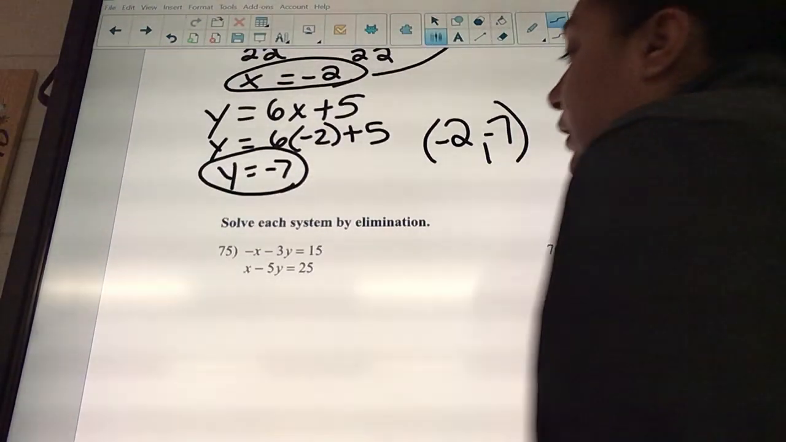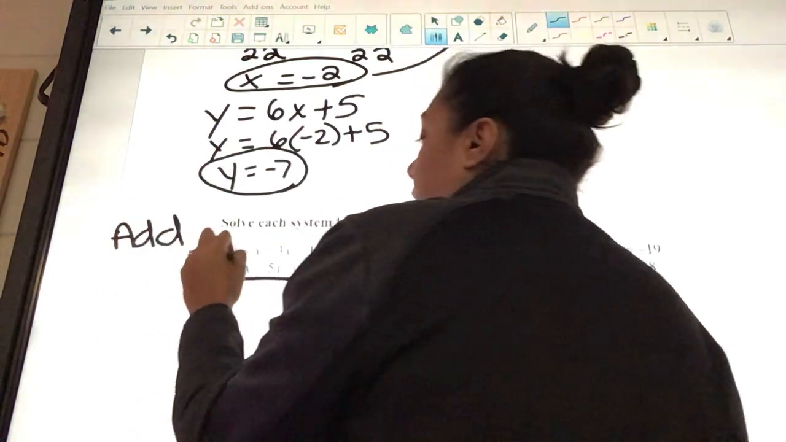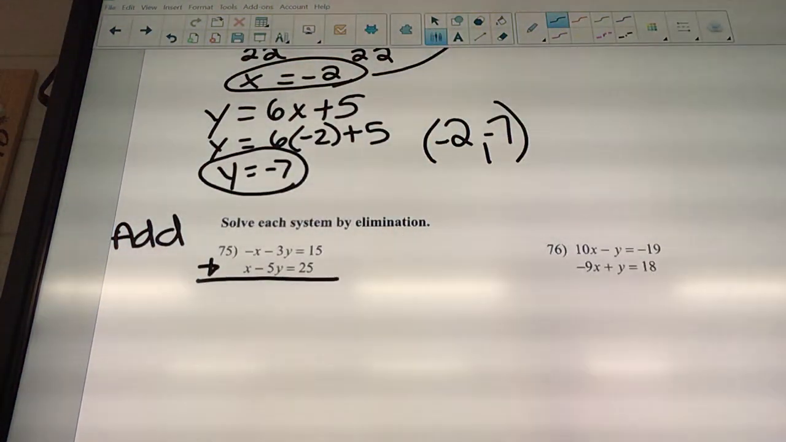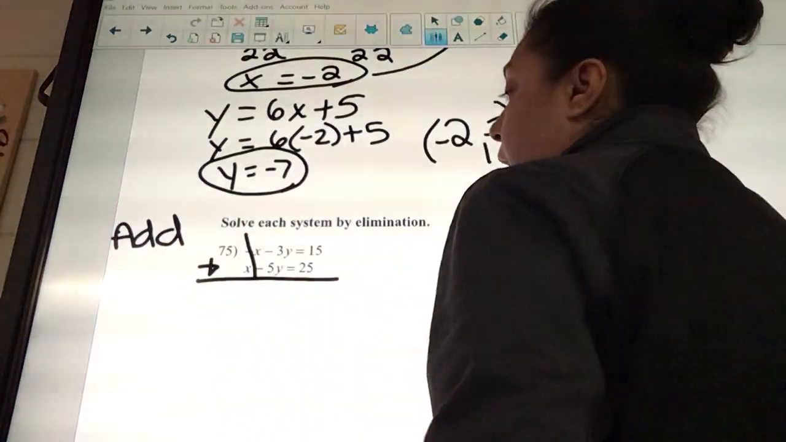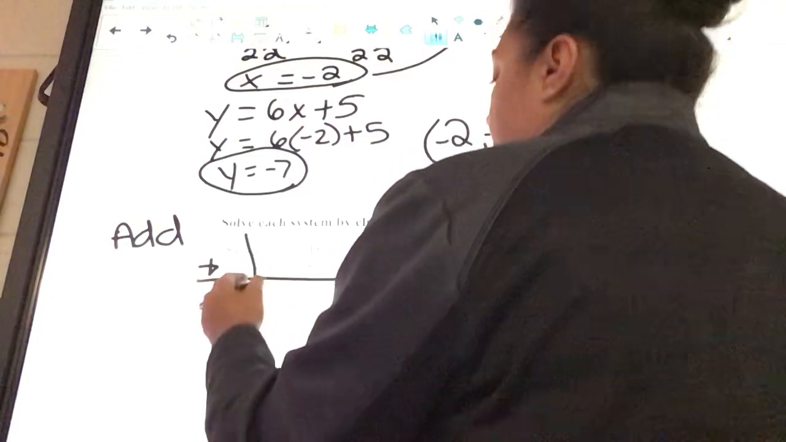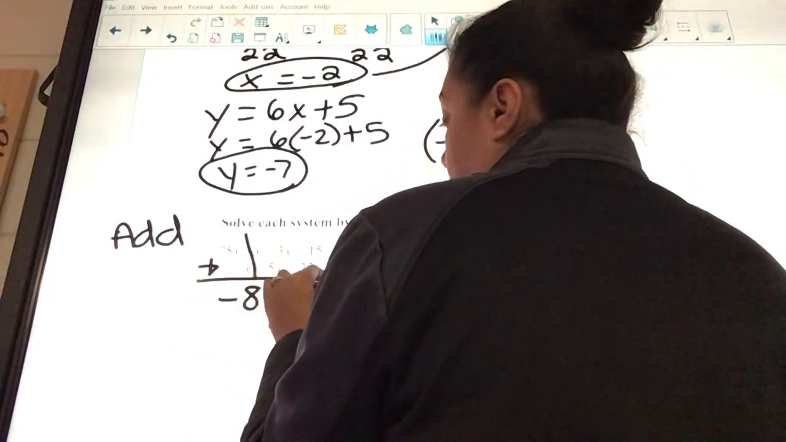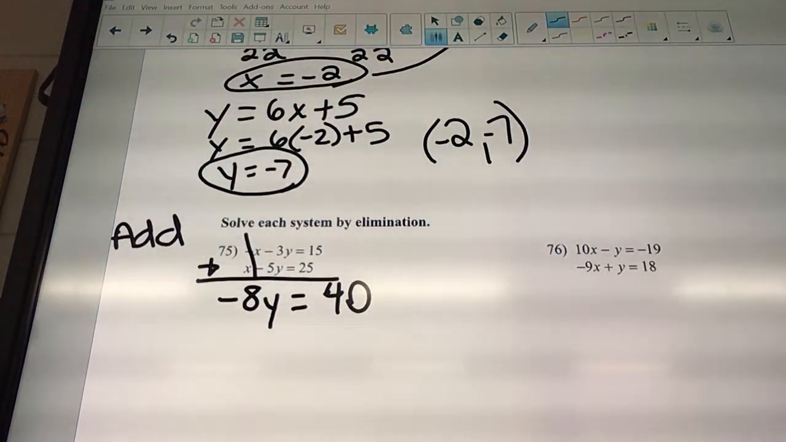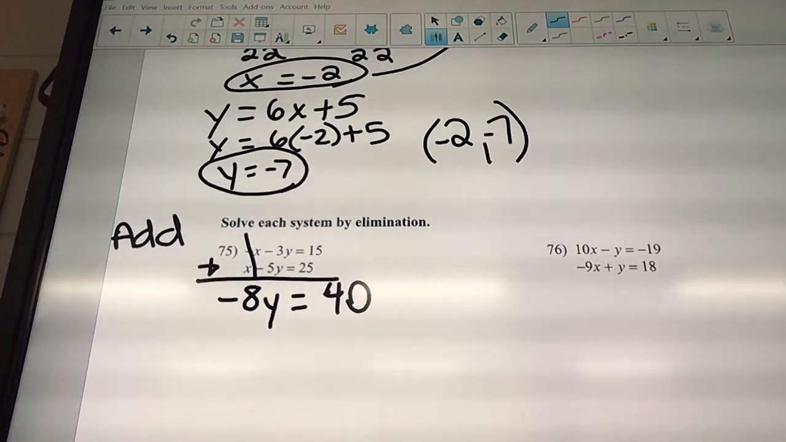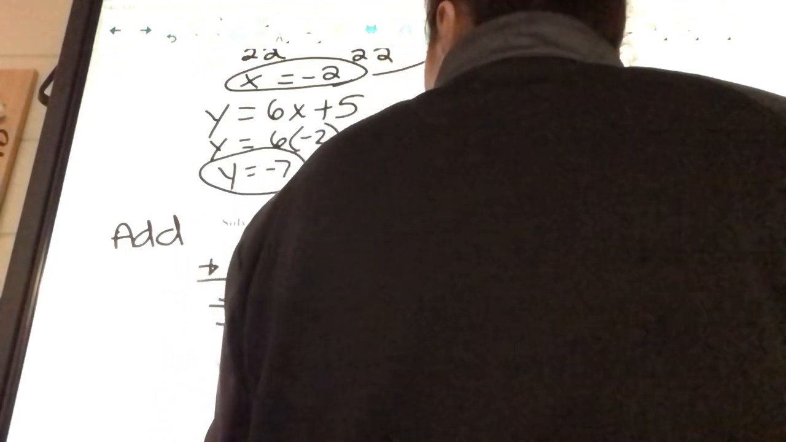Okay, this one is elimination with adding. So we add the two equations together, and the two right here cancel. The negative x and the x cancel. When we add these other two, I'm going to get -8y equals 40. And then I'm going to divide by -8. That's going to give me a -5.